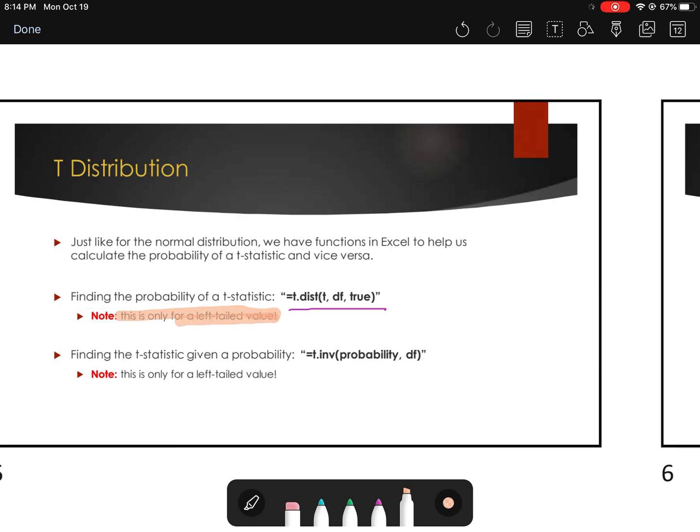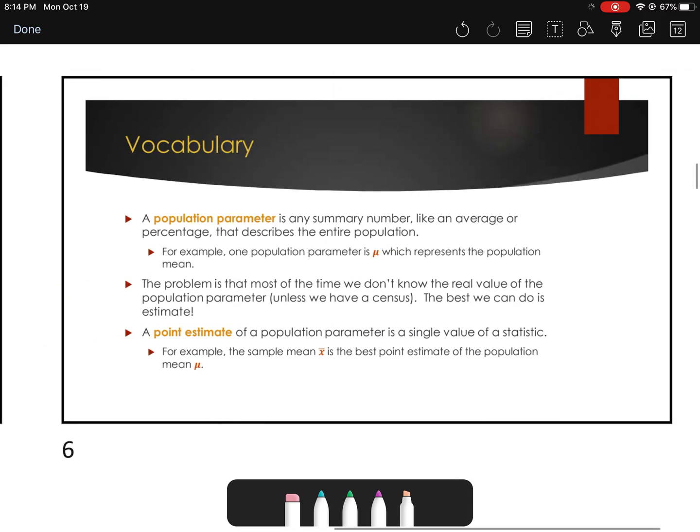If you're finding the t-statistic given a probability, we want to use this one here because we're going to do the inverse, the opposite of the other equation. And again, note this is only for left-tailed values, just like what we talked about with the other things.